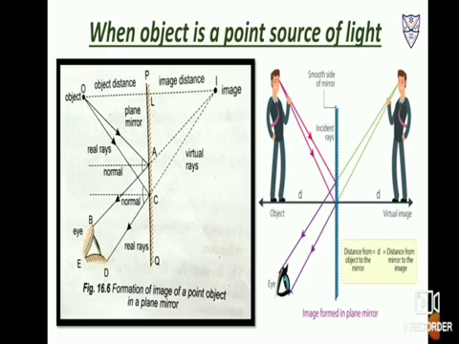When we join OI and measure OL and LI, what do we find? We will see that they are equal. So this proves that images are formed as far behind the mirror as the object is in front of the mirror. So the distance from the object to the mirror is equal to the distance from the mirror to the image.